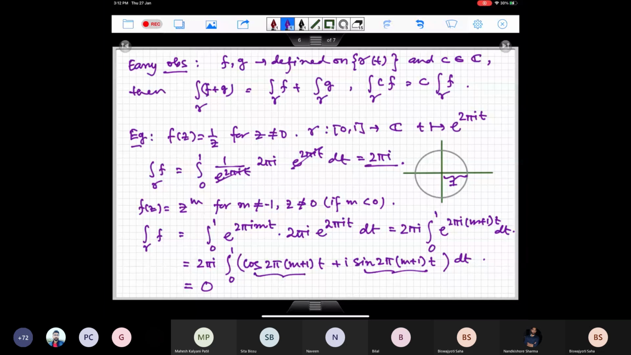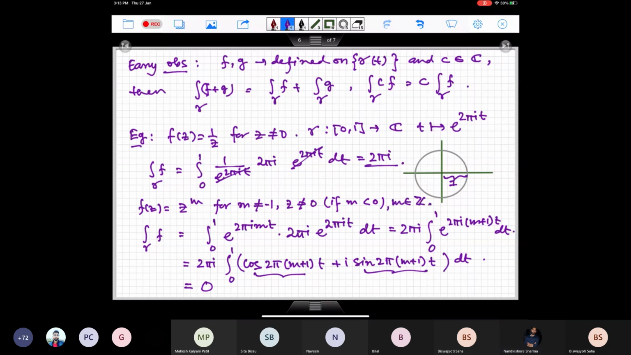Okay, so remember this particular example, we might use this at various stages. 1 upon z is a special function, and z to the power m for m not equal to minus 1 is a function of a different category. We will see what I mean by that later. Sorry, here m is an integer number. Yes, m is an integer.